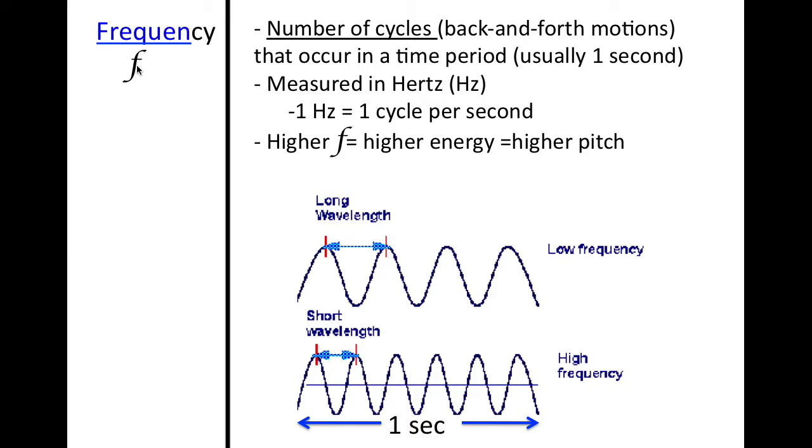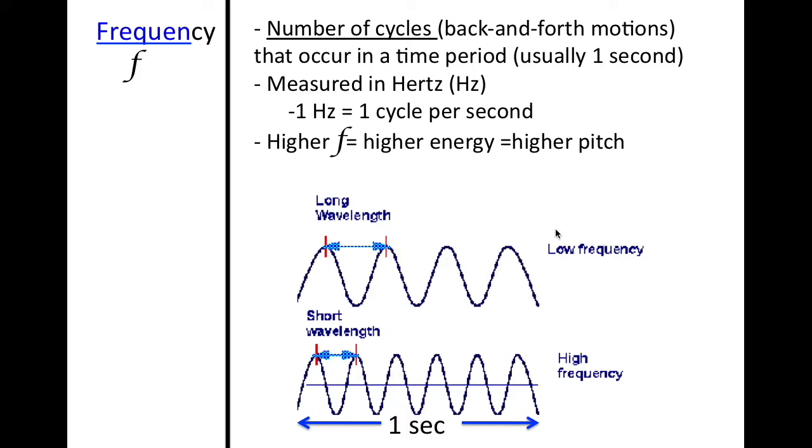Frequency is denoted by the cursive lowercase f. It is how many back and forth motions occur in a certain amount of time. And usually we time it by how many cycles are in 1 second. We measure this frequency in what we call hertz, denoted as Hz. 1 hertz is 1 cycle per second. The higher the frequency, the higher the energy, the higher the pitch. So, for example, here we have a little picture where the wavelength is long.